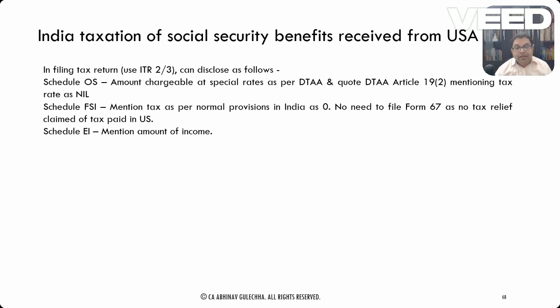And I would also suggest that you go to Schedule EI, which is the schedule for exempt income, and mention the amount of income there, because it is exempt to you in India because of the DTA. So, on the safe side, you can also go to Schedule EI and fill in that income, right? So this is a bit about the India taxation of social security benefits.